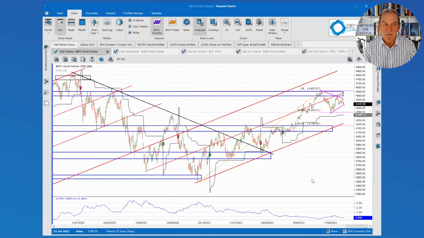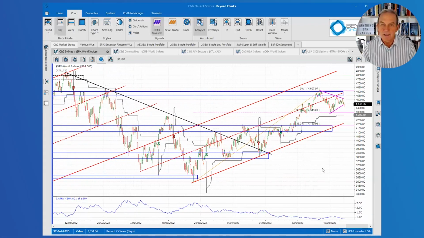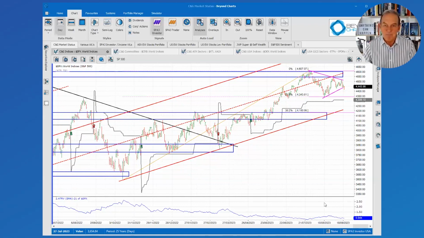How far are we away from the all-time high? Well, that's all the way back over here, and I'll extend that resistance zone in the next session we do in a couple of weeks' time.